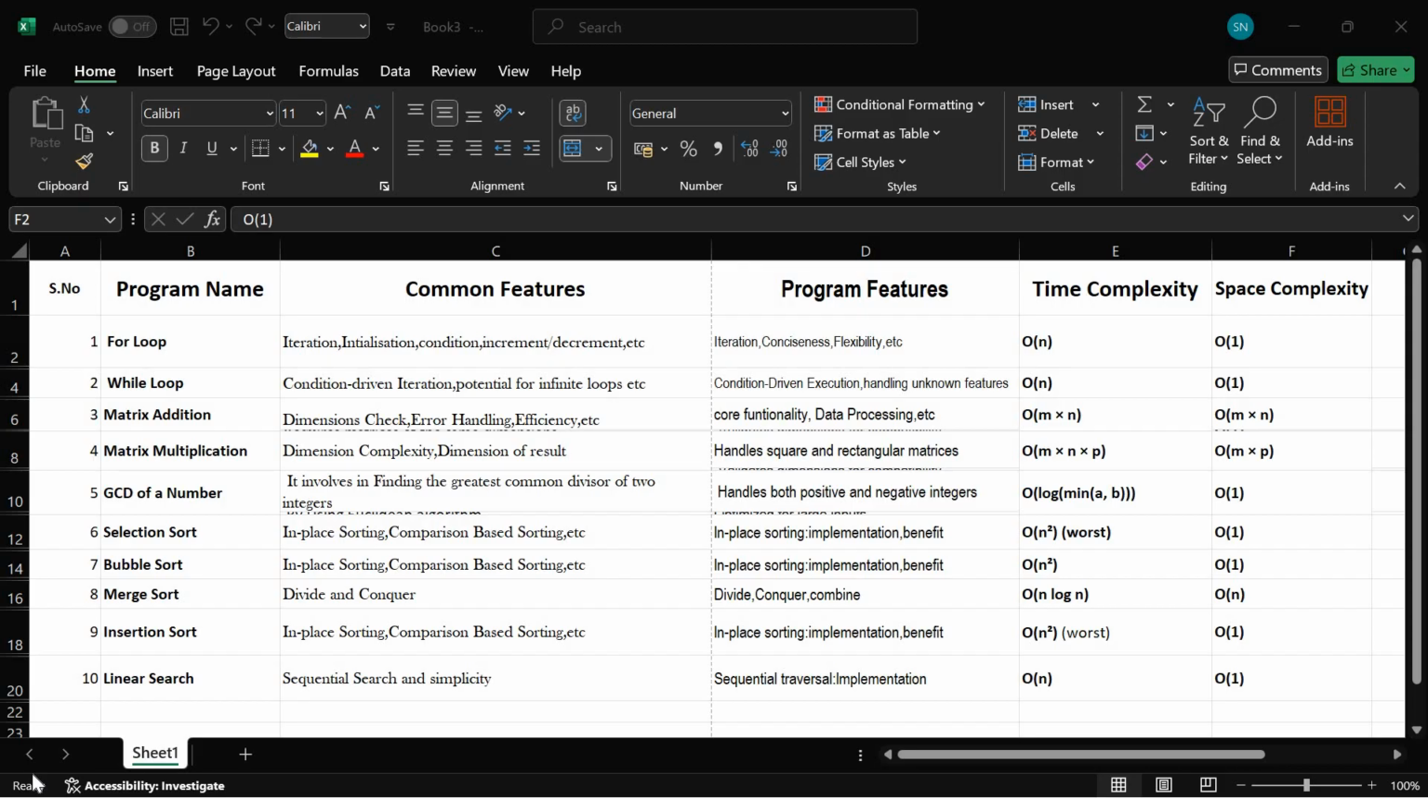Matrix multiplication is more complex than addition, involving dot products of rows and columns. Big O of n cubed for general matrix multiplication. Space complexity is big O of 1 if the result is stored in a separate matrix.